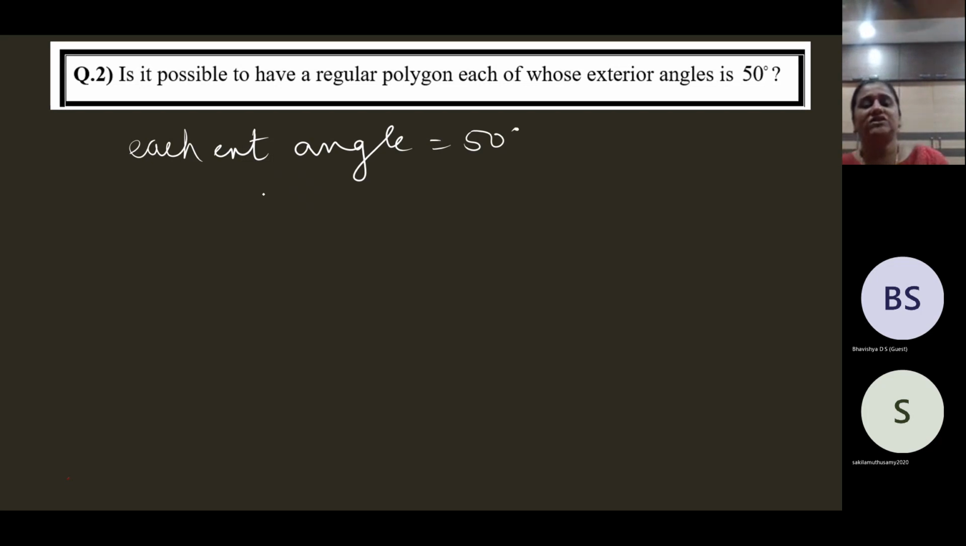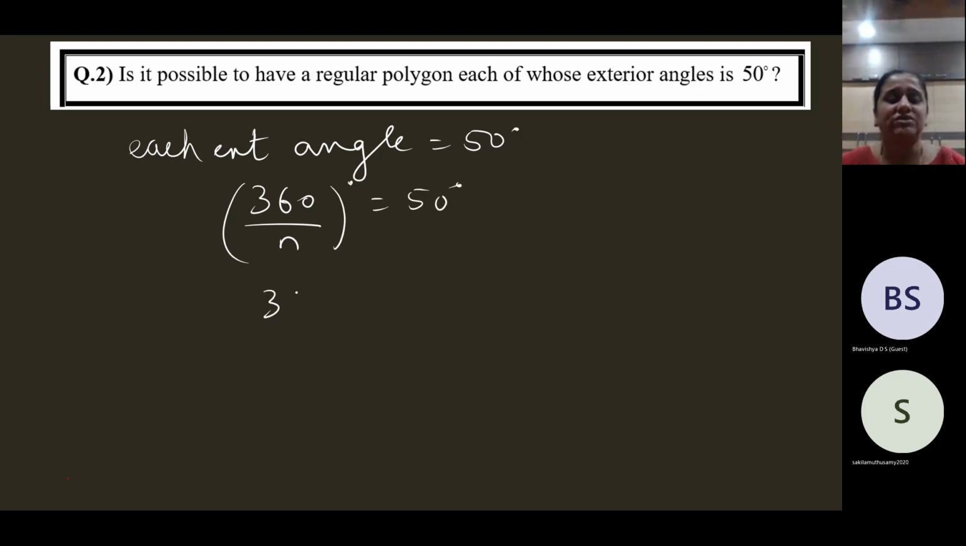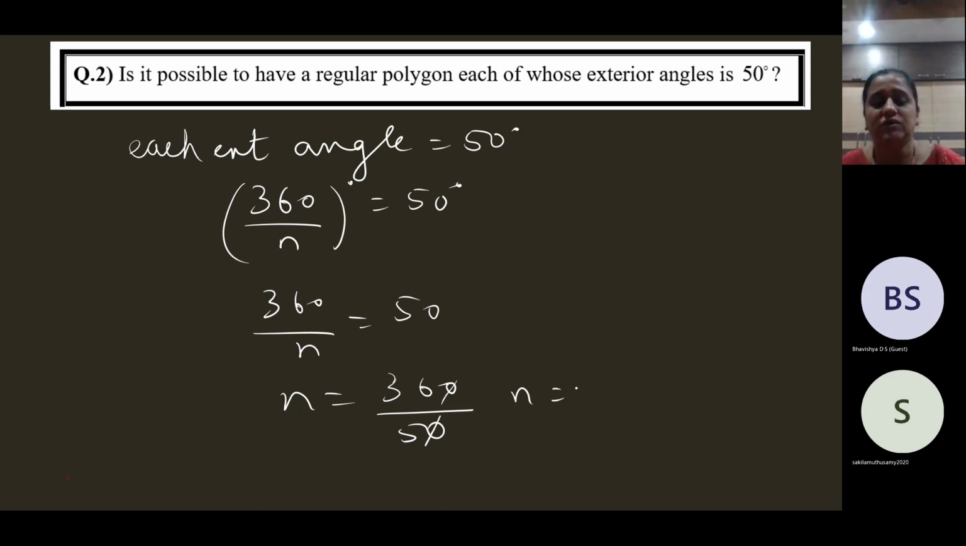Now, how do you compute each exterior angle? 360 by n degrees. 360 by n is equal to 50. So when you work this, you get n is equal to 360 by 50, which is 7.2 or 7 1 by 5. Now, the number of sides cannot be a fraction or a decimal like 7.2. So it is not possible to have a regular polygon, each of whose exterior angles is 50 degrees.